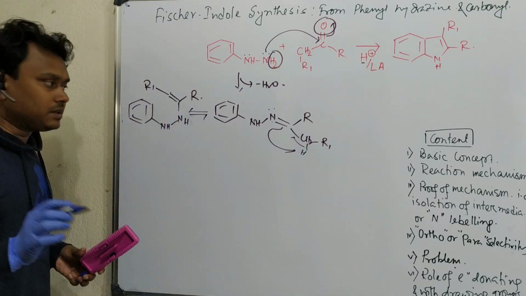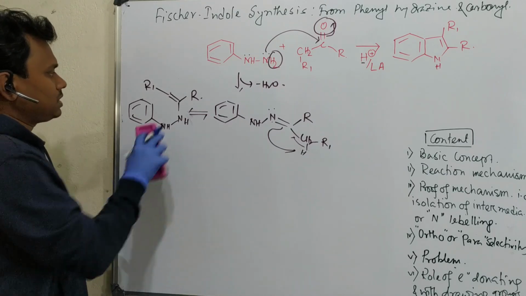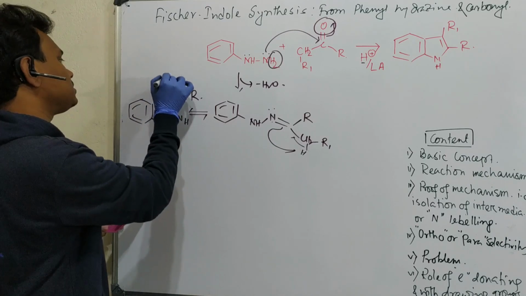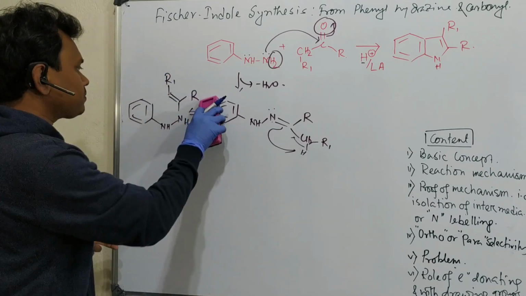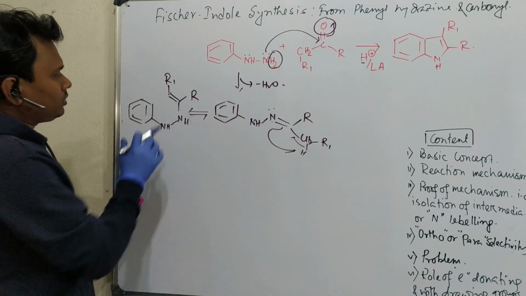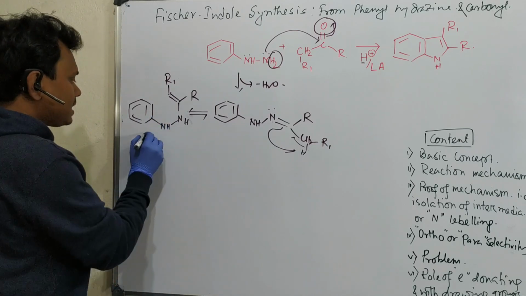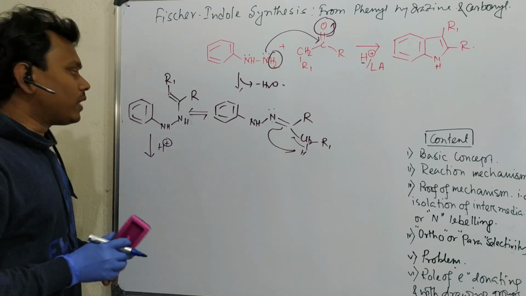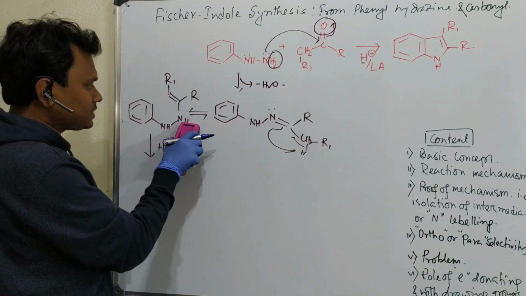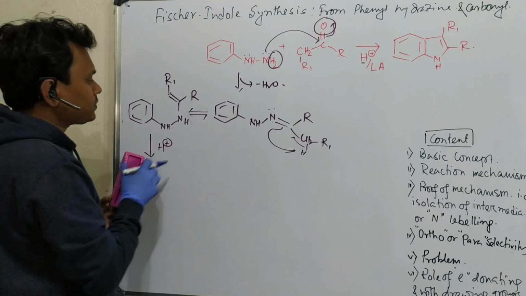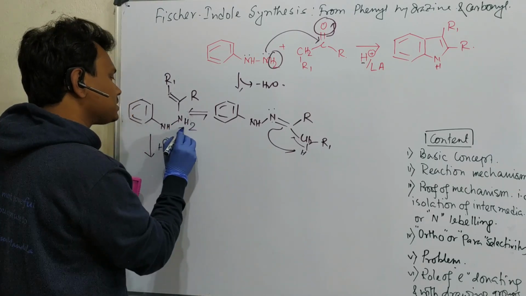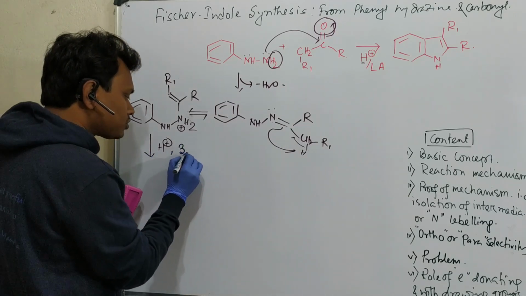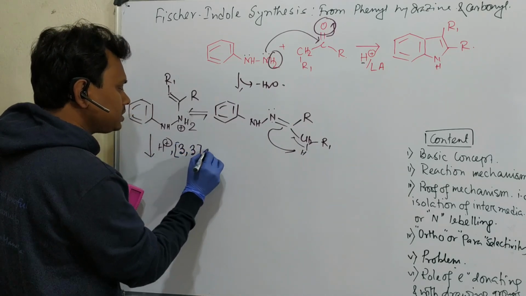Don't be confused. This is the mechanism of the process. So I think I should write it a little better way. This is R1. Fine. So now what happens? In this case, acid is essential. What happens in presence of acid? First, this protonates into NH2 plus, and the next step is a 3,3 sigmatropic shift.